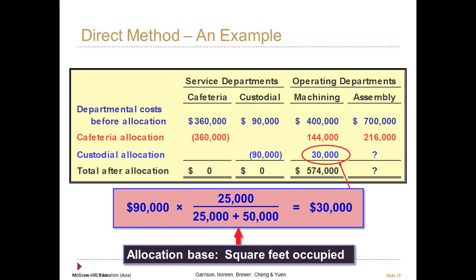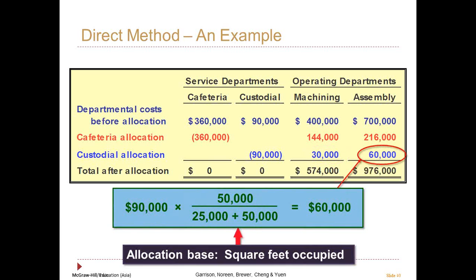The allocation percentage is calculated by dividing the square feet in an operating department by the total number of square feet in the allocation base. For machining, the allocation percentage is 33 1/3%, obtained by dividing 25,000 square feet by 75,000 square feet. Next, we multiply the allocation percentage times the service department cost. To allocate custodial costs to machining, we multiply 33 1/3% times 90,000 and get 30,000.